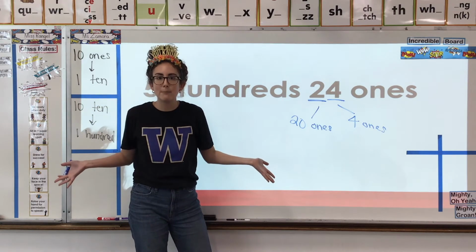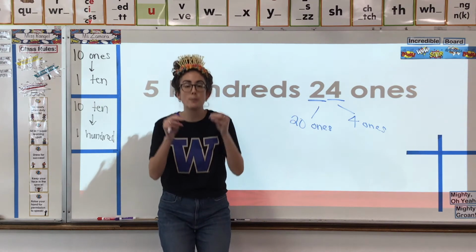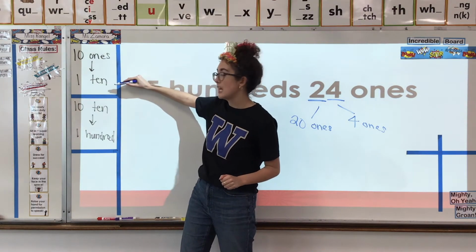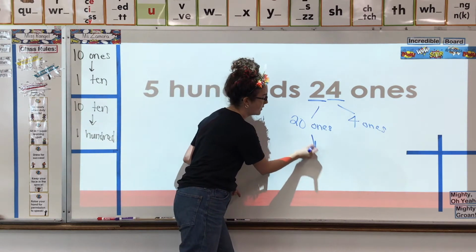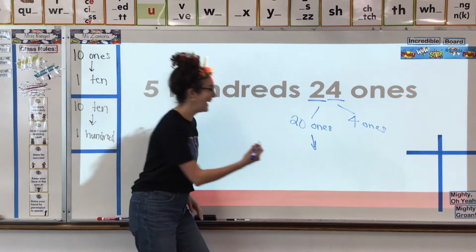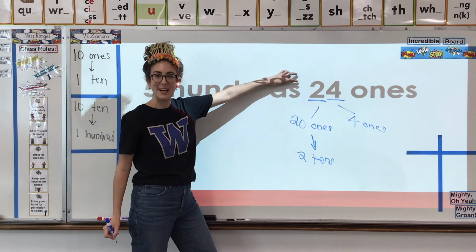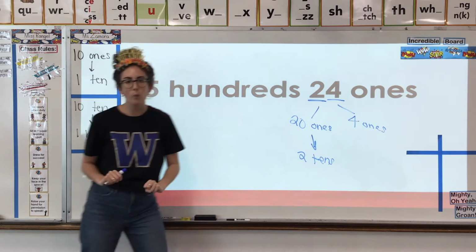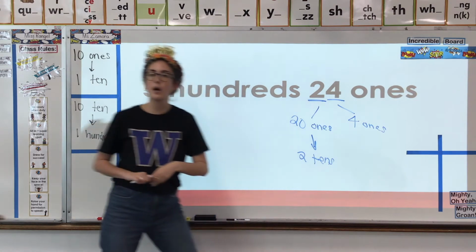So now we can bundle. With this group of 20 ones, we can take each group of 10 and make a bigger unit. So if 10 ones equals 1 ten, 20 ones equals how many tens? Equals 2 tens, of course. We already could see this up here. So second grade, now that we bundled our group of 10 ones, what is our total value? 5 hundredths, 2 tens, and 4 ones.